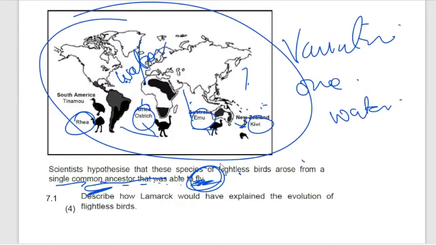When they ask you to describe using natural selection, you describe Darwinism. You explain natural selection. In natural selection, you start with the variation. You tell us the variation between the two. While in speciation, you start: there was one population.